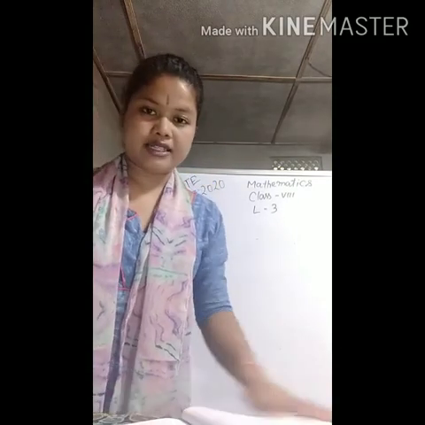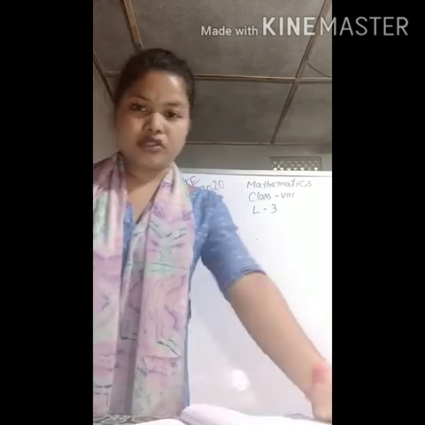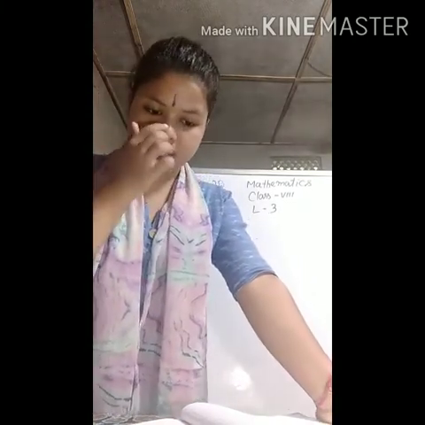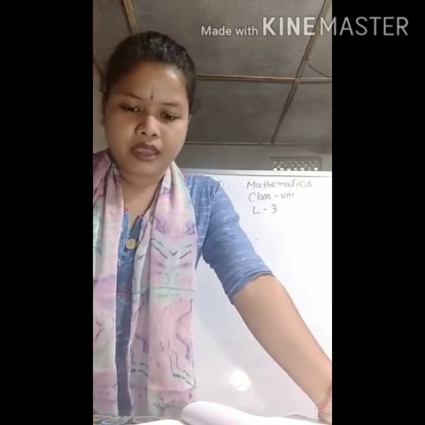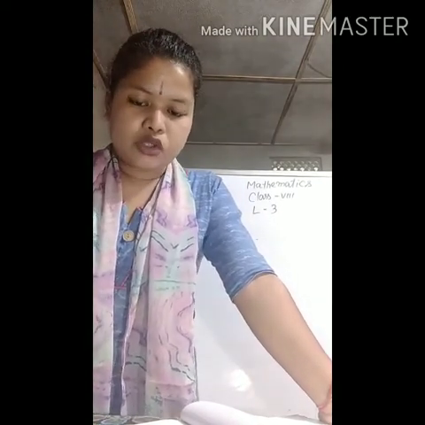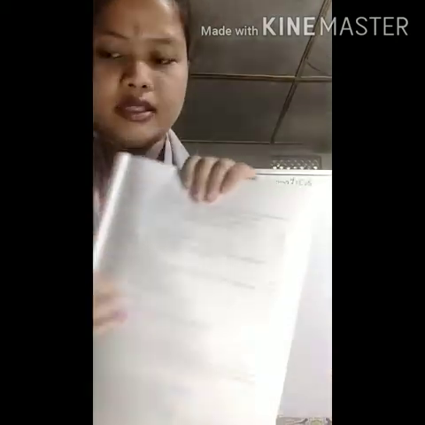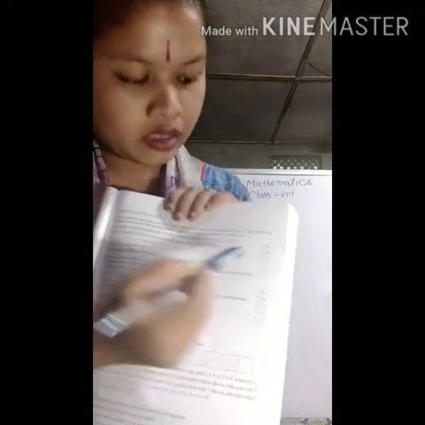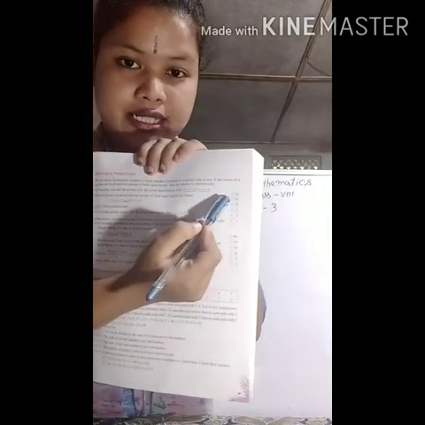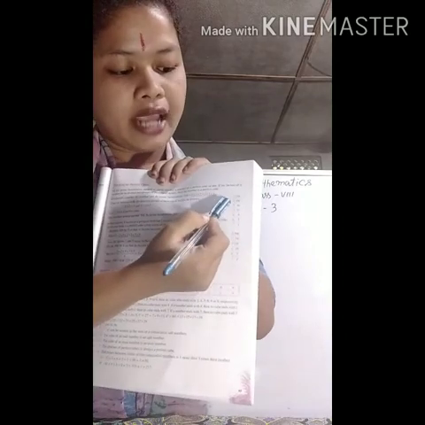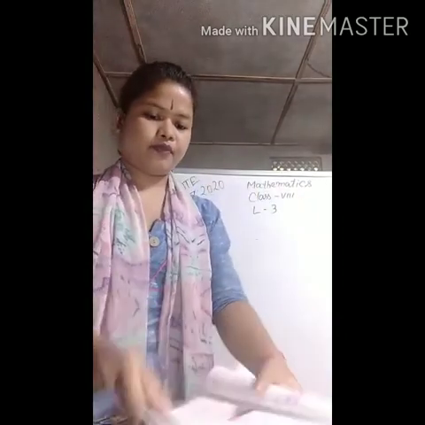Now see, page number 47, checking for perfect cubes. How to check whether a number is a perfect cube or not. See, there is an example, 216. Now we have to check whether this number is a perfect cube or not.